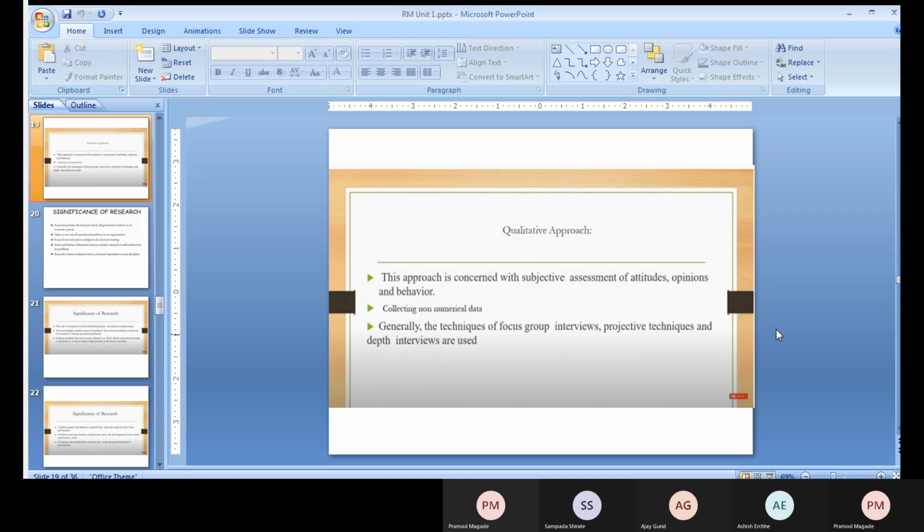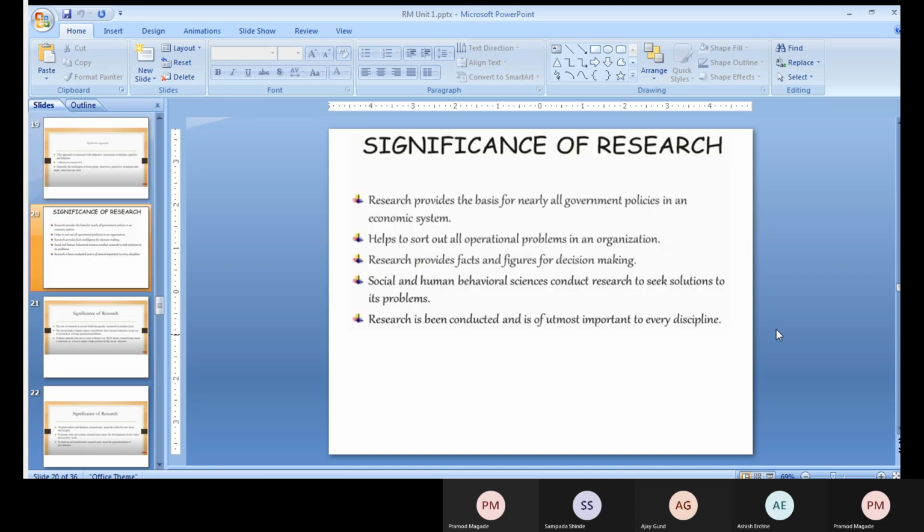Collect non-numerical data. Non-numerical means we won't just get digits or values, but whether it is fruitful or not, yes or no. And then we'll have to define the requirement behind that particular thing. Generally the techniques are focus groups and interviews, and depth interviews are very important in maintaining quality, because they know the path and what kind of development has happened till date. So that we'll have to find out.